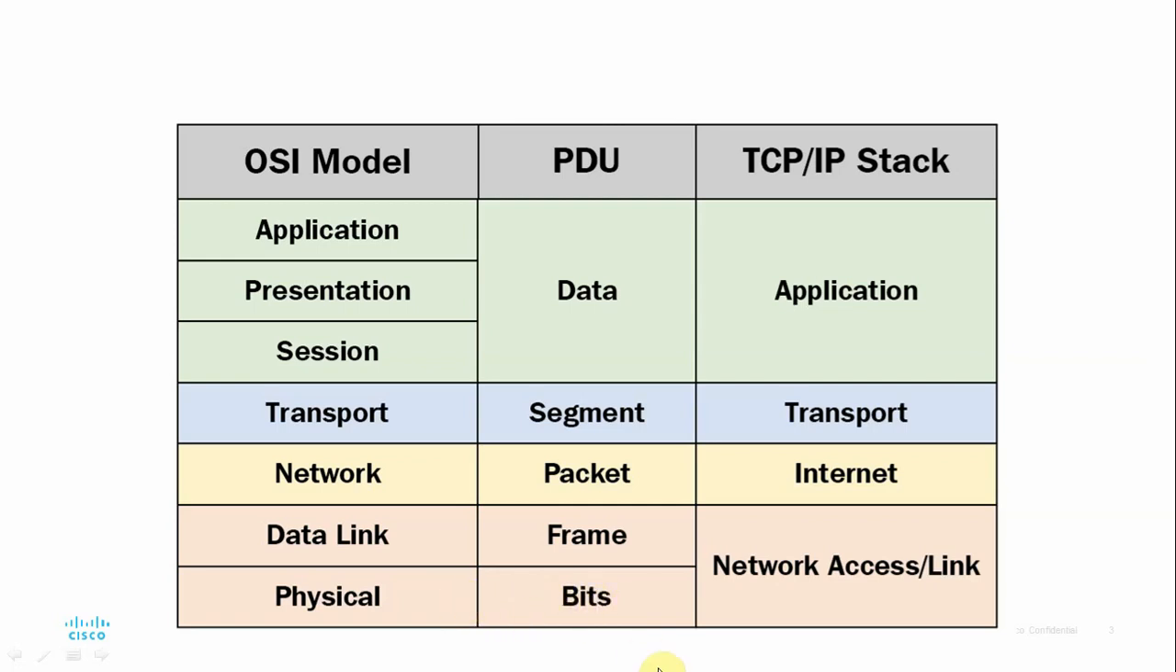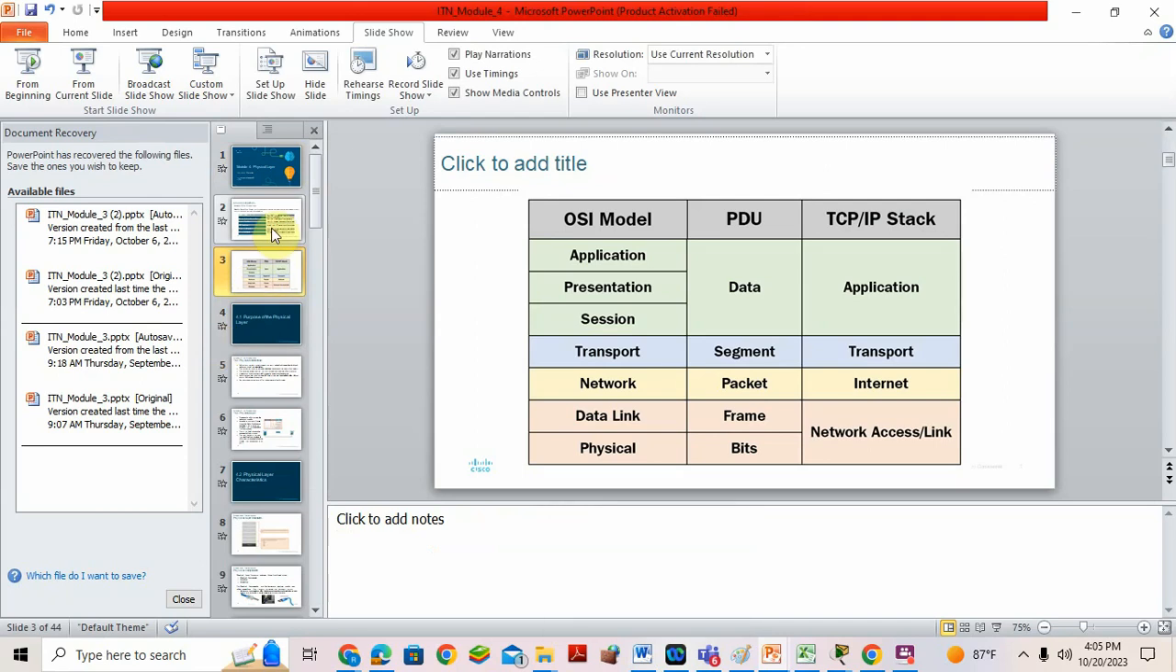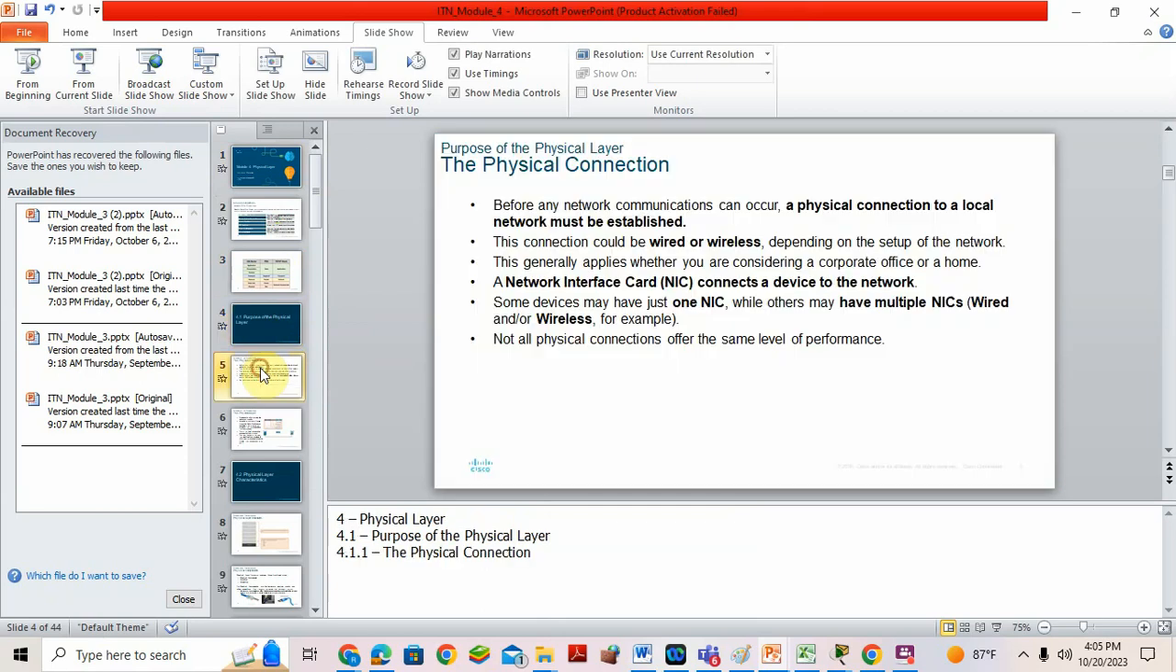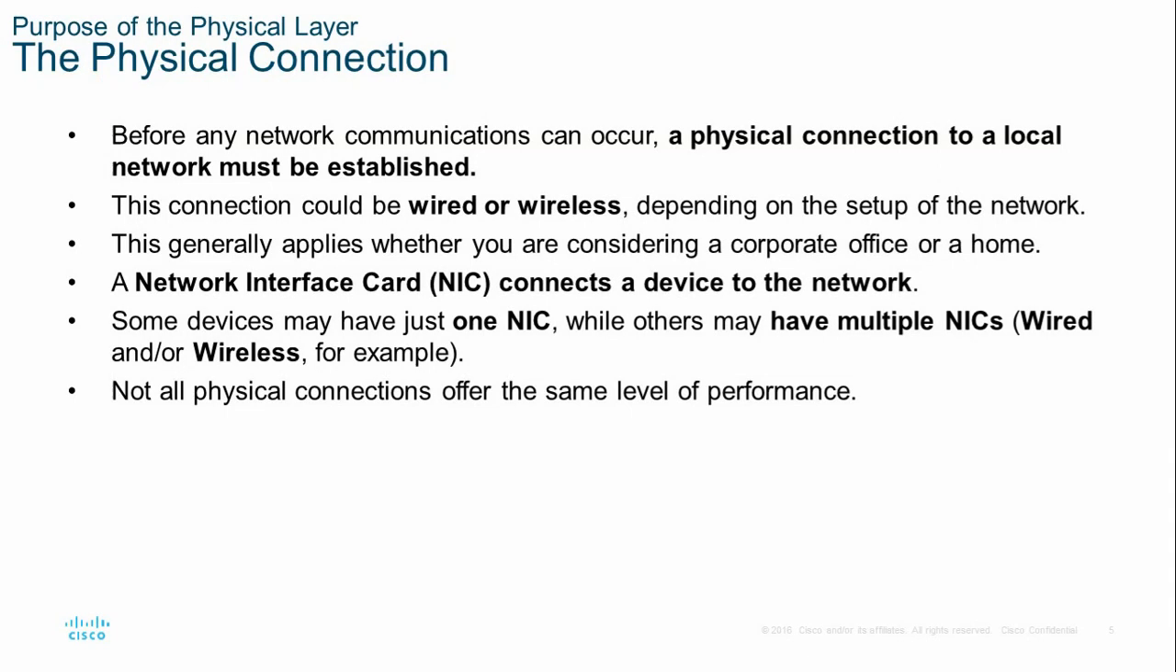Okay. So, we'll go to the first slide in your chapter. For the purpose of the physical layer, why do we use the physical layer? Before you make a connection to any network, what you need is your device, either a mobile phone, laptop or computer. It should be connected to a network.